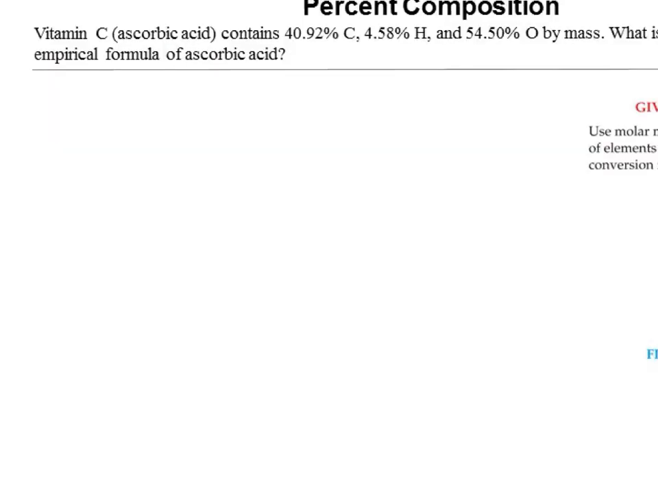All right, let's take a look at another example. Ascorbic acid contains 40.92% carbon by mass, 4.58% hydrogen by mass, and 54.5% oxygen by mass. What is the empirical formula of ascorbic acid? So we've got percent composition, and we need to go to empirical formula. So we're going to follow our easy steps here.